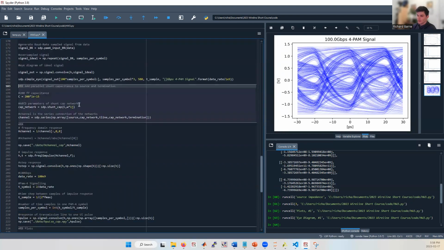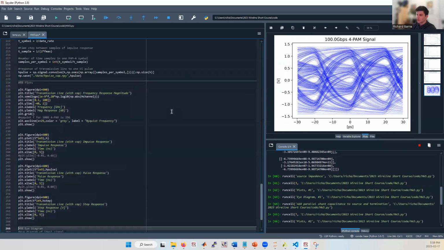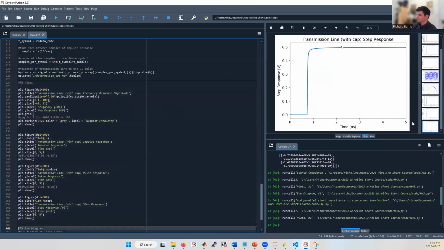So this capacitance network can be, again, modeled with an ABCD parameter, and it's like a pure shunt capacitance. So we're using a shunt cap function. And now we're going to rewrite our channel in terms of the source impedance, the capacitance network, the transmission line, the capacitance network again, and the termination. Now we can run the same steps and plot the frequency response.